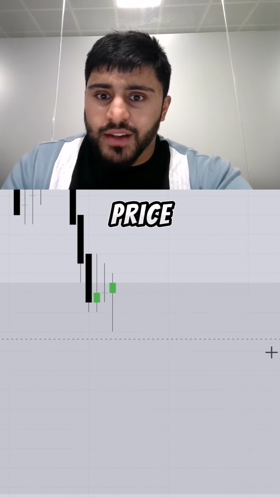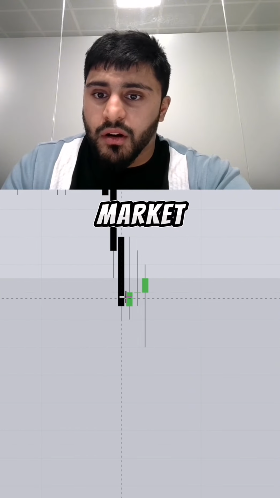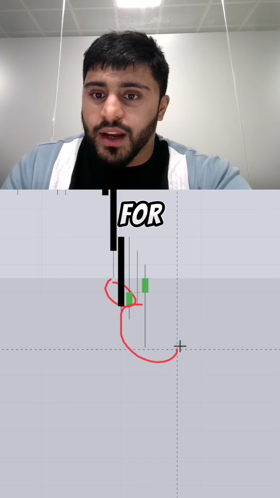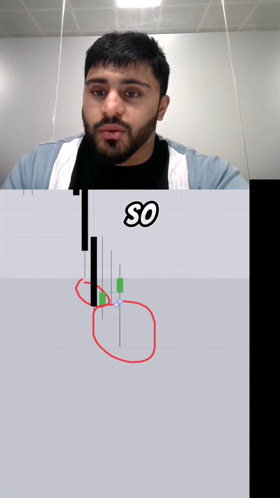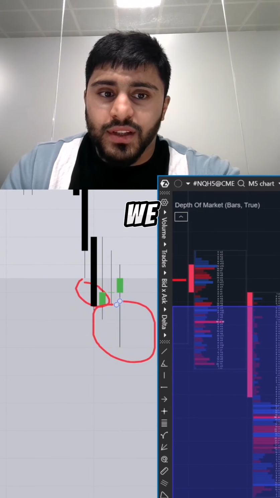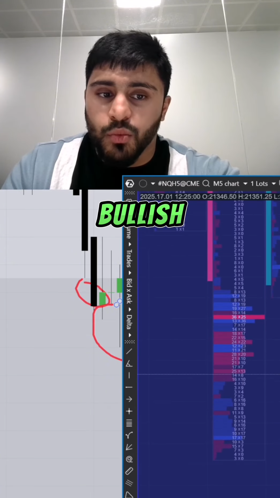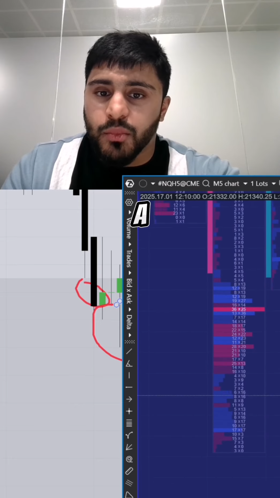So now that price has come into this area, what we're looking for is a market body like this to enter the area, and we're looking for a large wick rejection over here. Let me explain to you why wicks are so interesting. Now from here, we see the same price action over here, and we're looking at a bullish wick, right? The candle itself is bearish, but we're looking at a bullish wick, right?